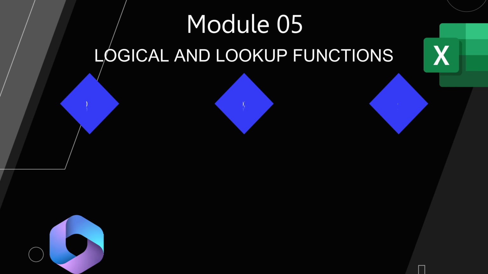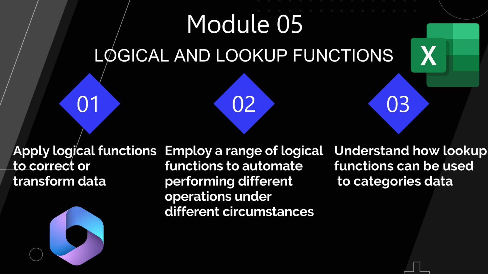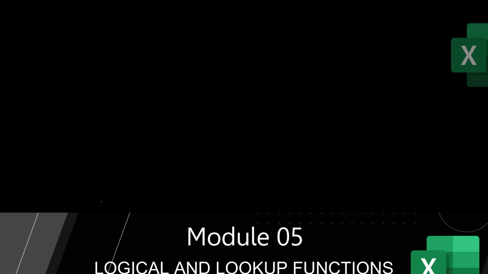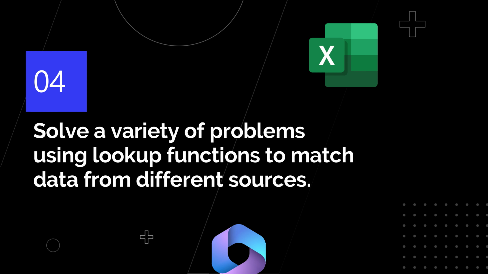In module 5, this module is focused on logical and lookup functions. In part 1, apply logical functions to correct or transform data. In part 2, apply a range of logical functions to automate performing different operations under different circumstances. In part 3, understand how lookup functions can be used to categorize data. In the last and final part 4, you will learn to solve a variety of problems using lookup functions to match data from different sources.